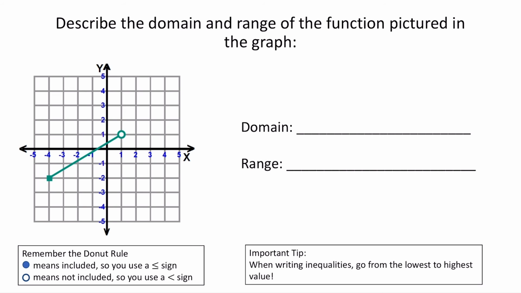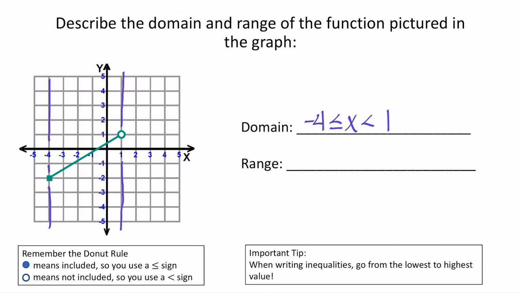So now let's try some more problems. Let's do the domain and range of the function in the graph. So I draw this boundary line here. That's the leftmost point, and then I draw a boundary line at my rightmost point. Domain is going to go from -4 to 1, and I put x in the middle. At -4, I have a filled in circle, so I'm going to use a less than or equal to sign. At 1, I have an open circle, so I use a less than sign.